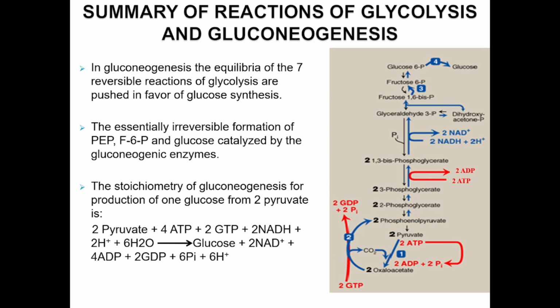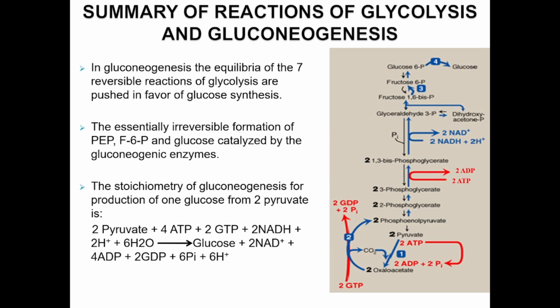So here we started from pyruvate and we converted pyruvate to oxaloacetate. For 1 molecule of glucose, we will need 2 molecules of pyruvate. So we will need 2 ATP here just to convert pyruvate to oxaloacetate. And then we will need 2 GTP to convert oxaloacetate to phosphoenol pyruvate. And then we will need 2 ATP here to convert 2 3-phosphoglycerate molecules into 2 1,3-bisphosphoglycerate. And we will need 2 NADH here to convert 1,3-bisphosphoglycerate into glyceraldehyde 3-phosphate.